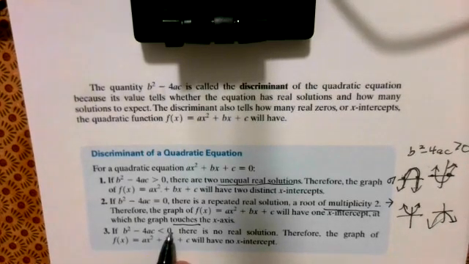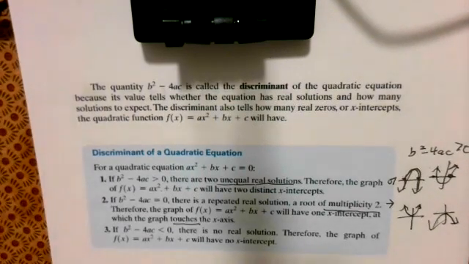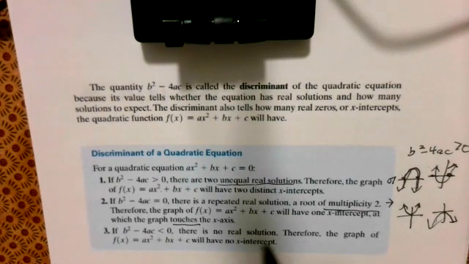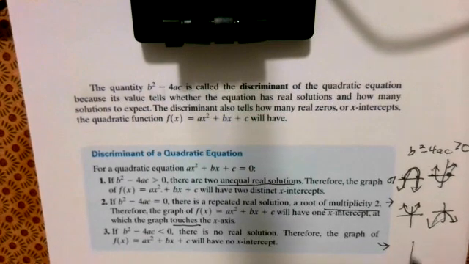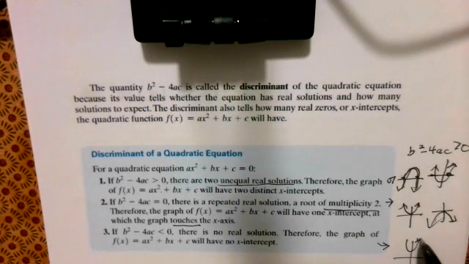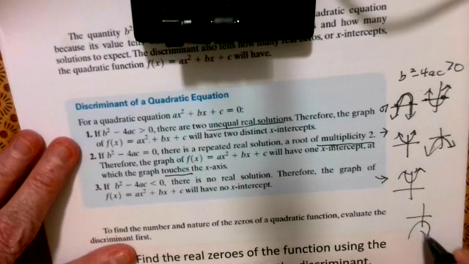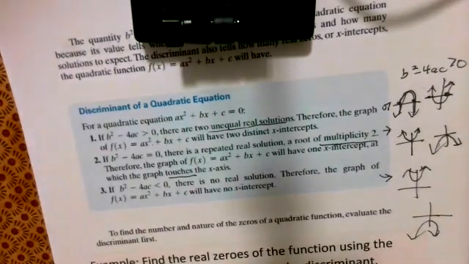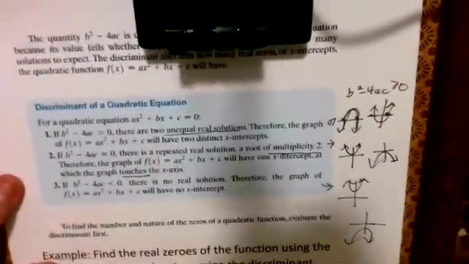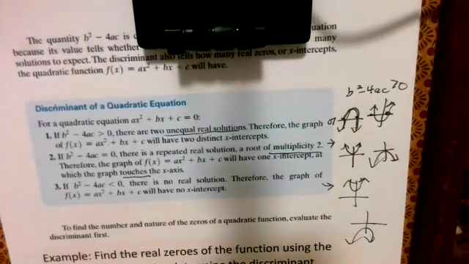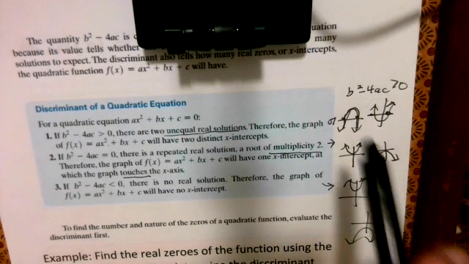Now, if it's less than 0, there is no real solution. Therefore, the graph of this function will have no x-intercept. What that means is it's just not going to touch the x-axis. It could be like that, or like this, or it could be shifted, whatever. So that's the way it goes with the discriminant. It's good to know what to expect from what the graph is going to look like, and you can tell some of that from the discriminant, and you can get the x-intercepts.